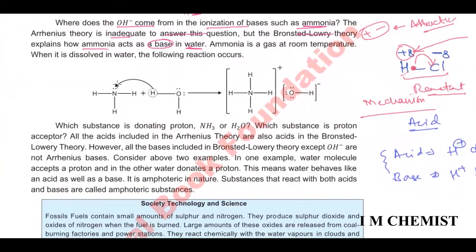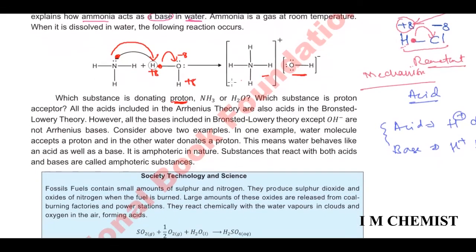Now as you can see, first of all, you have to change this arrow from nitrogen toward hydrogen. So partial negative charge on oxygen, partial positive charge on hydrogen. The lone pair of nitrogen would attack this hydrogen atom, and the electron of hydrogen will be shifted toward this oxygen atom. So you will get the hydroxide ion and the ammonium ion. This is the ammonium ion. Which substance is donating a proton, ammonia or water? H2O. So which substance is the proton acceptor?